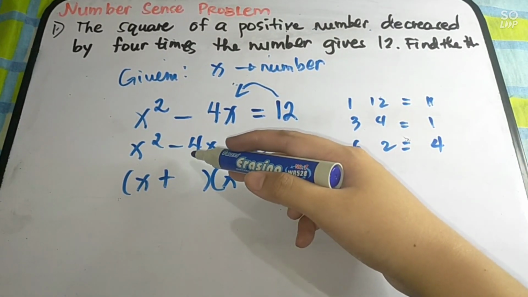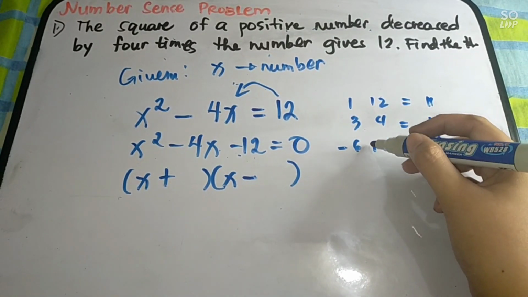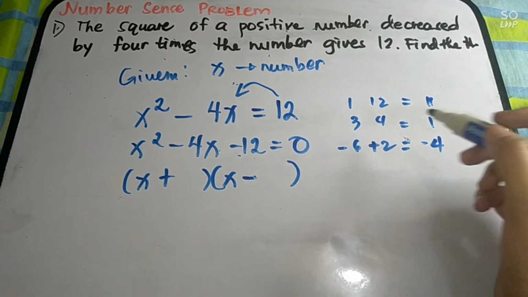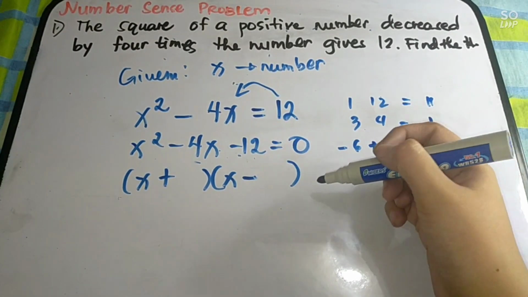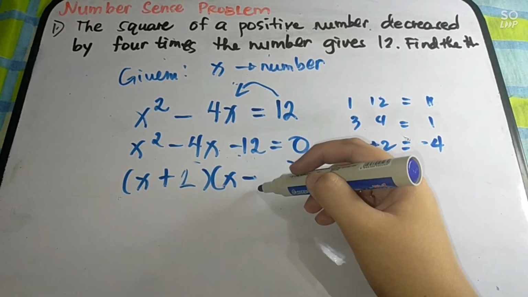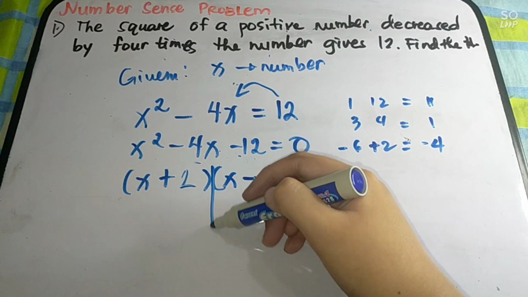Since it is negative, therefore your higher number should be negative. So this one is negative, this one is positive. If we have negative 6 plus 4, the answer is negative 4. Alright? So it came out. Therefore, this one is x plus 2, and this one is x minus 6, equal to 0.